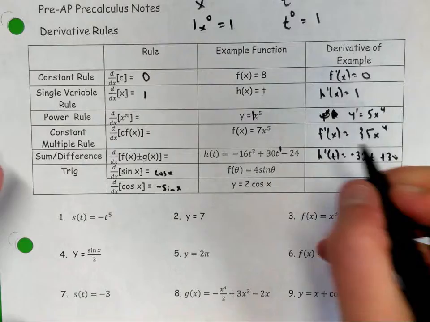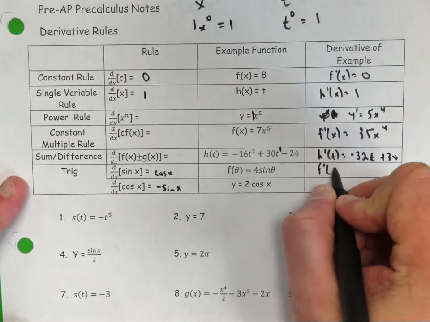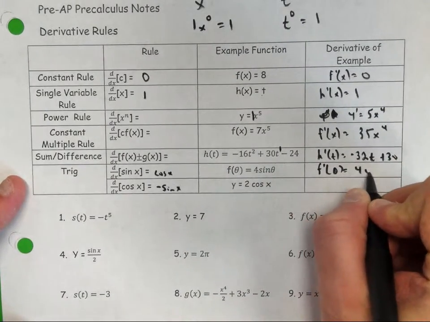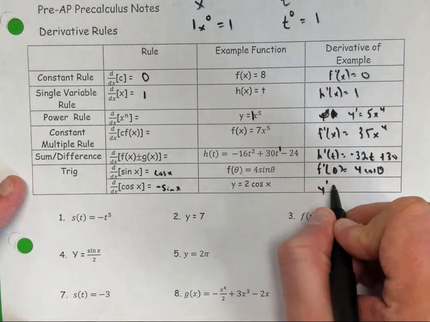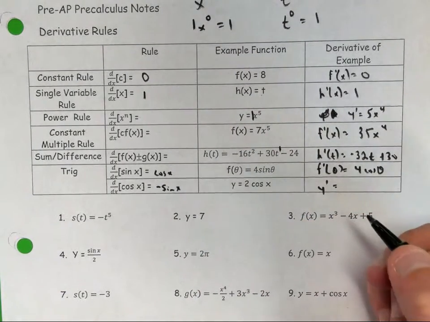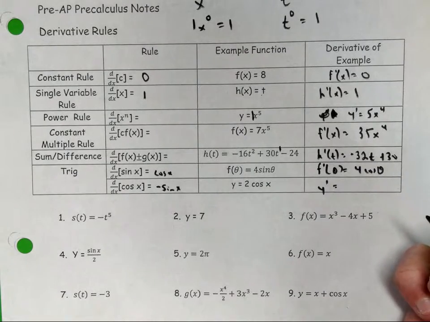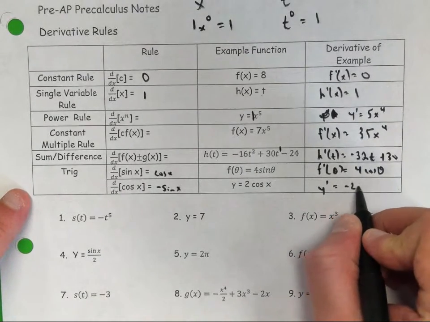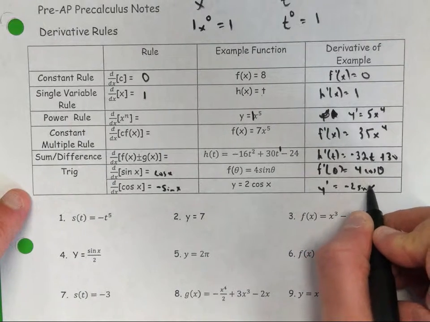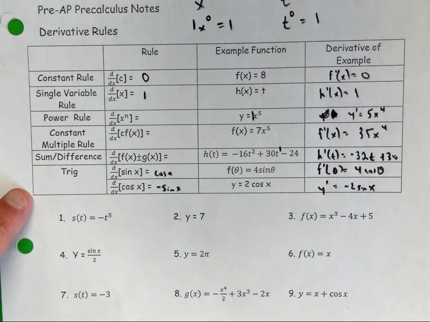So you're going to do f prime of theta equals 4 cosine theta. The 2 is with it, so it'd be y prime equals, notice my notation, it's presented in y, I use y prime. So what would that be? Negative 2 sine, because remember, the derivative of cosine is negative sine, so negative sine times 2 is negative 2 sine.